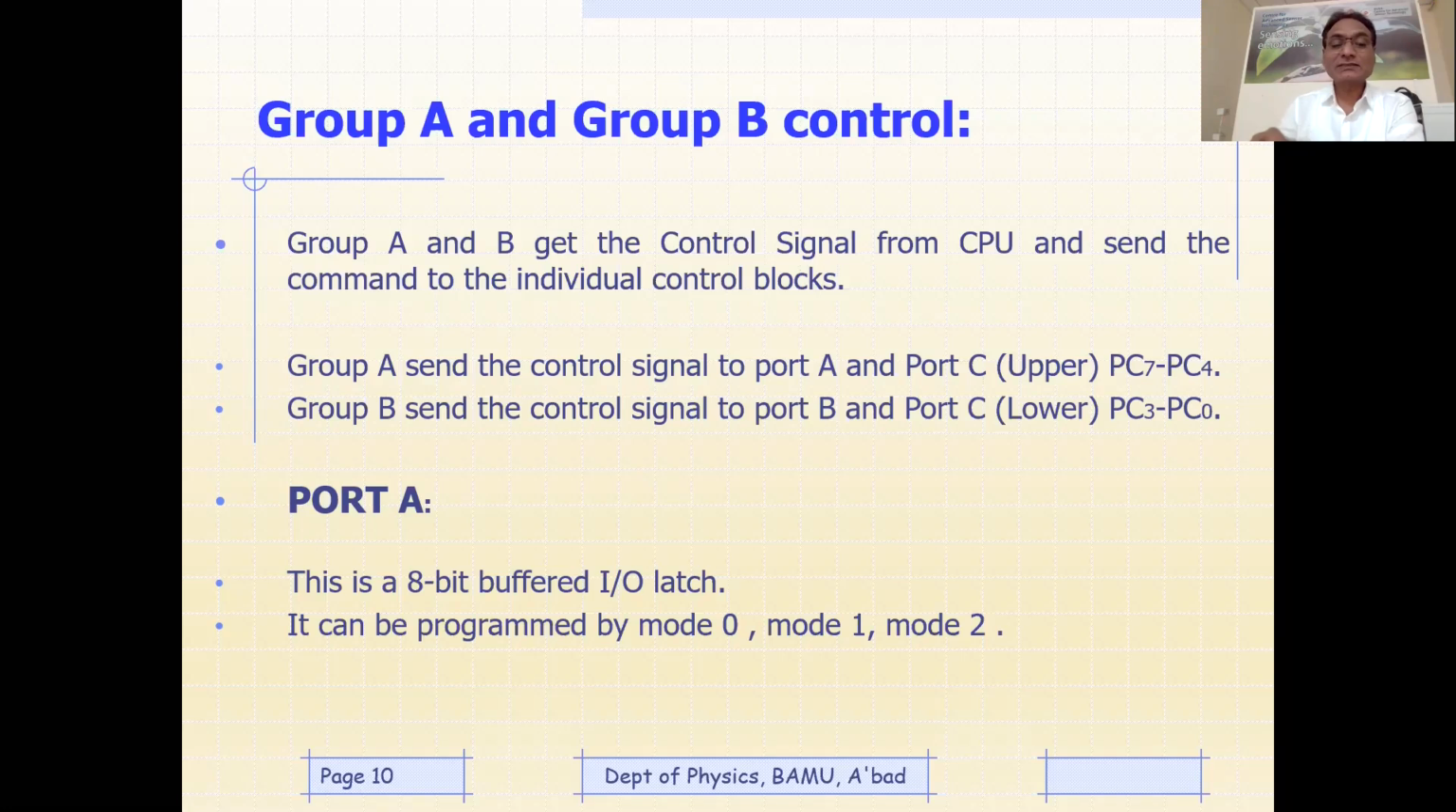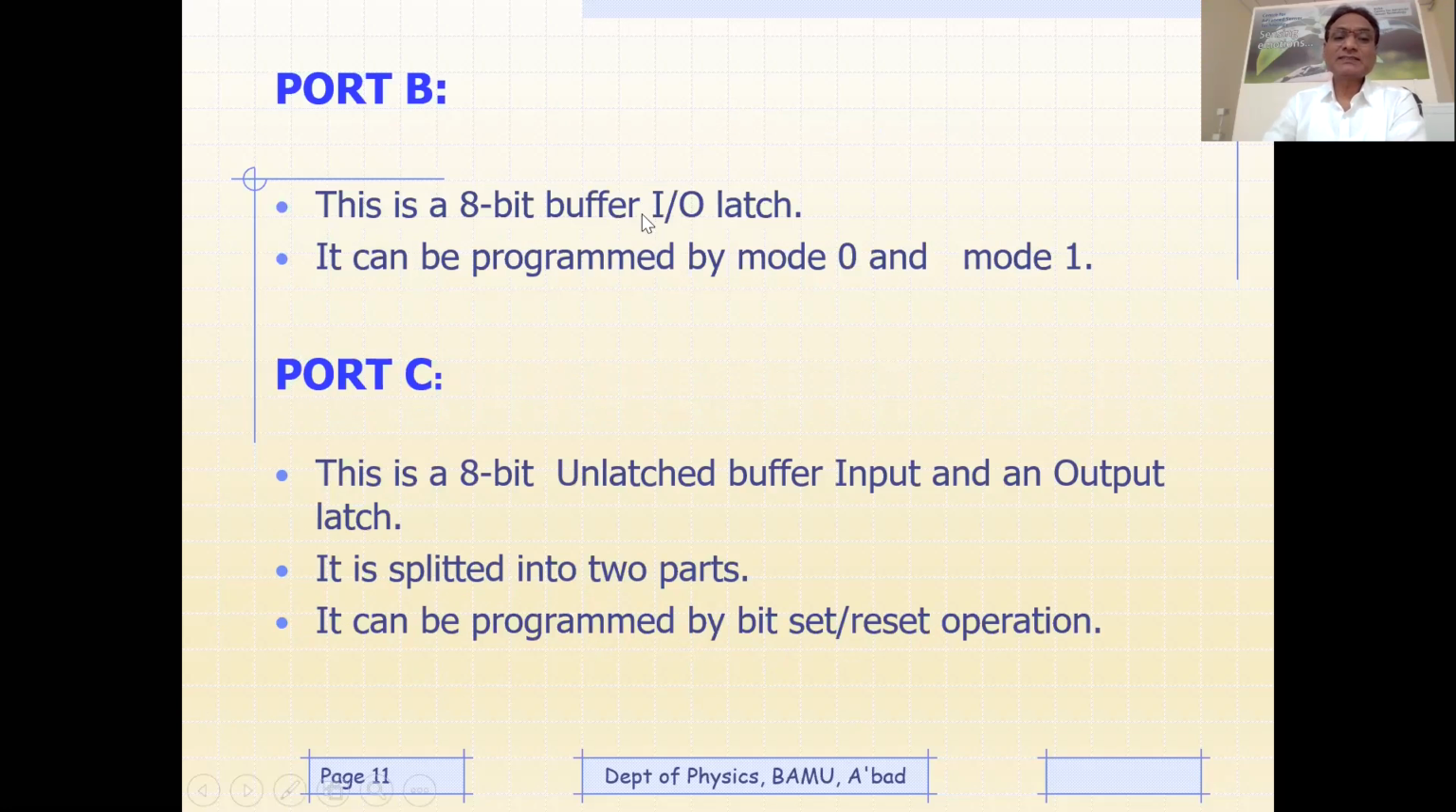So port A as well as port B have both the capacities. It can be programmed in mode 0, mode 1, and mode 2. In fact, 8255 has 3 programming modes: mode 0, mode 1, and mode 2. There are 3 different modes, and port A can be programmed in all 3 modes. As far as port B is concerned, this is also an 8-bit buffered IO latch. It can be programmed in mode 0 and mode 1. So port B can be programmed only in mode 0 and mode 1. Mode 2 we cannot program.